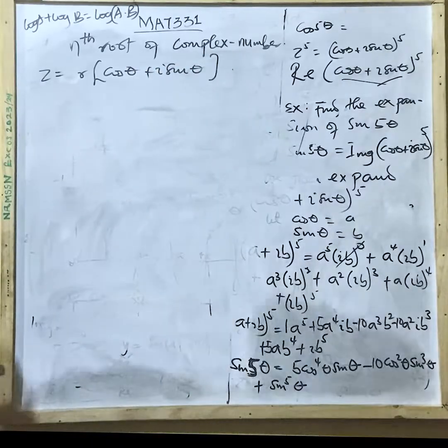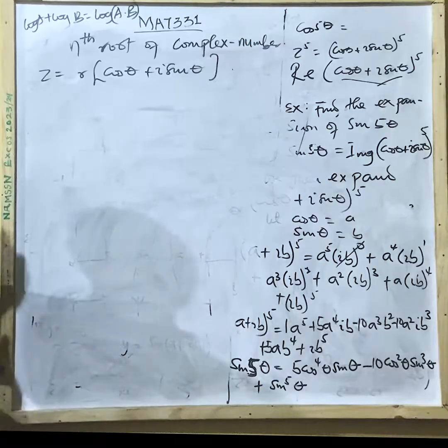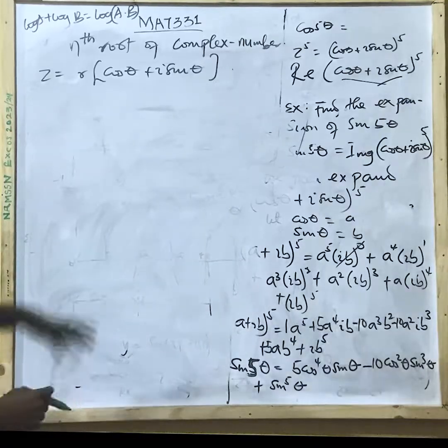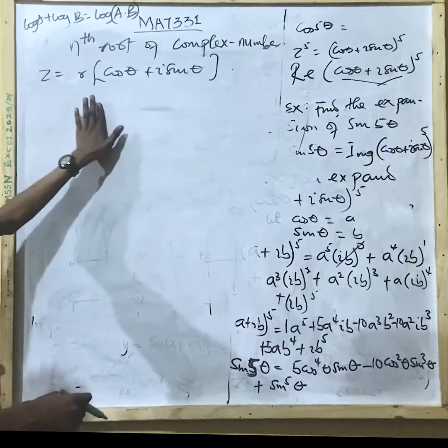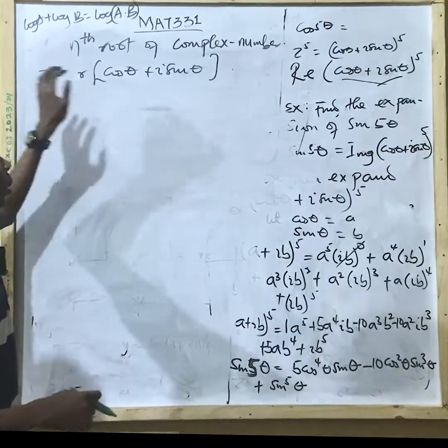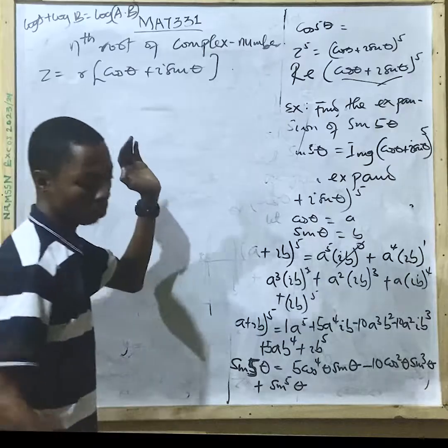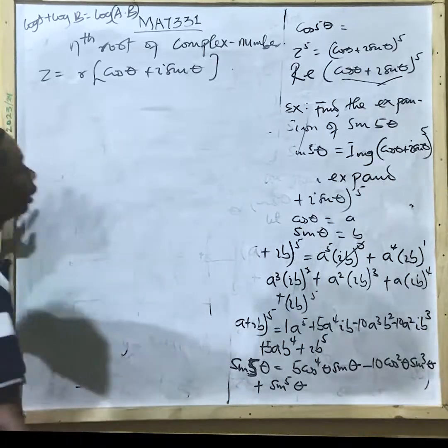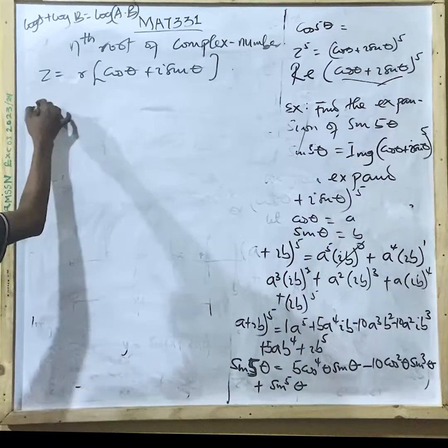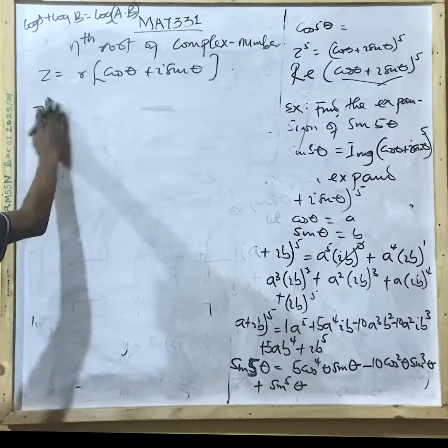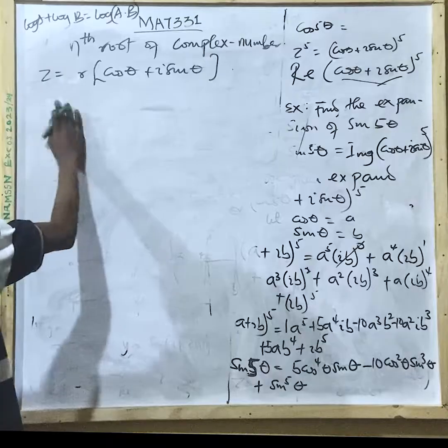You observe that all the things we've been using so far are either the Cartesian or rectangular form of a complex number, or the polar form, or the exponential form. We don't go beyond these 3 classifications of complex number. So now, z raised to the power n. Okay, z is r cos theta plus i sin theta.